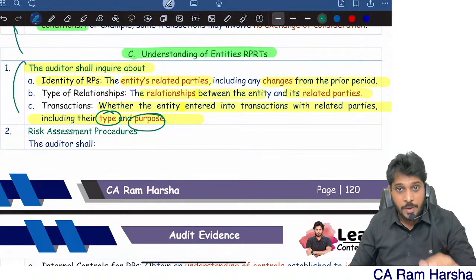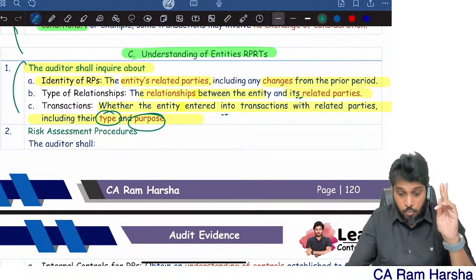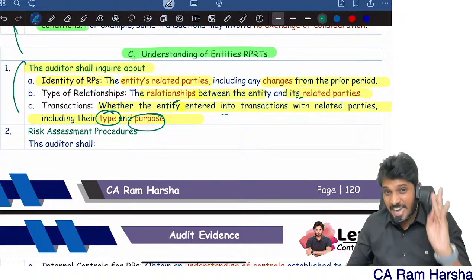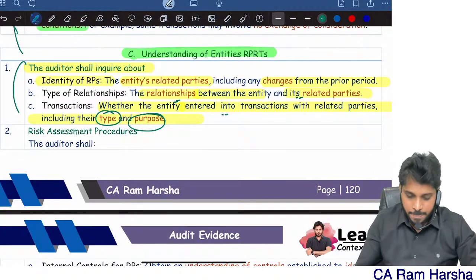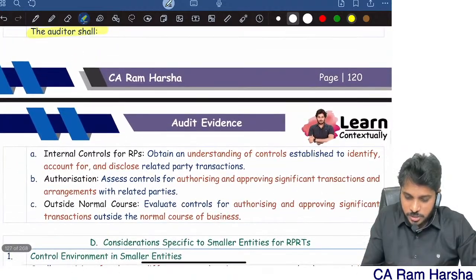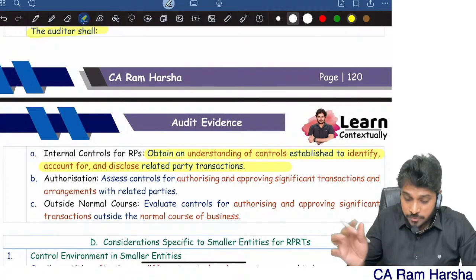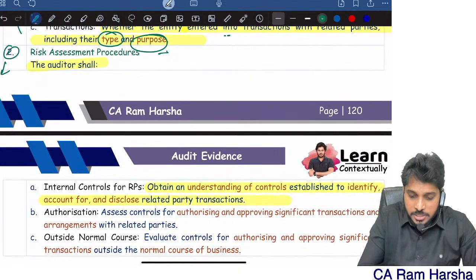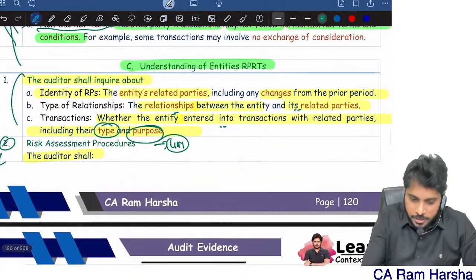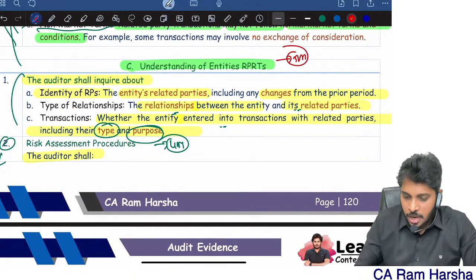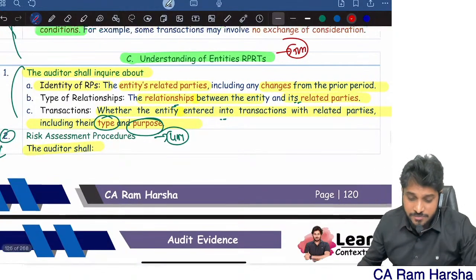So the auditor shall inquire who the parties are. Are there any changes compared to last year? What kind of relationships do we have? Are there any transactions with them? If so, what kind of transaction? How much amount is involved? What's the purpose? The auditor shall do risk assessment procedures, obtaining an understanding of controls established to identify and disclose related parties. So they may ask you to write about risk assessment procedures for related parties, a 4 marks question. Or they might ask this itself as a 5 marks question: write about understanding of the entity's related party relationships and transactions.